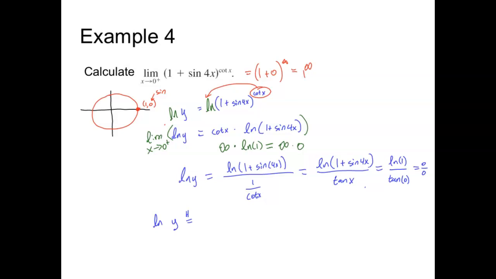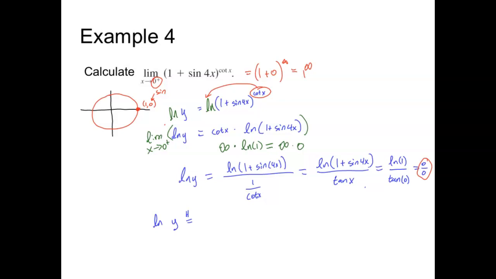Mr. Toller, sorry, I know I'm asking a lot of questions, but what did you just do to get from natural log 1 plus sine 4x over tangent x? Then I once again just did my direct substitution. I plugged in 0, just to show that we're still in an indeterminate form, but now it's an indeterminate form of type 0 over 0.